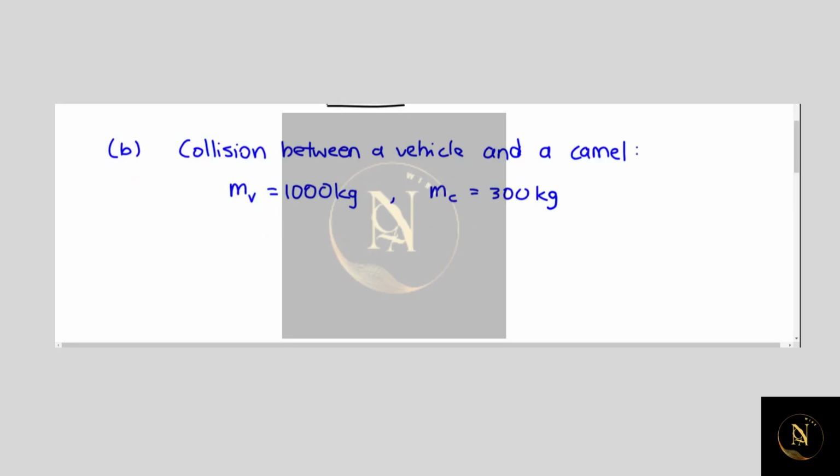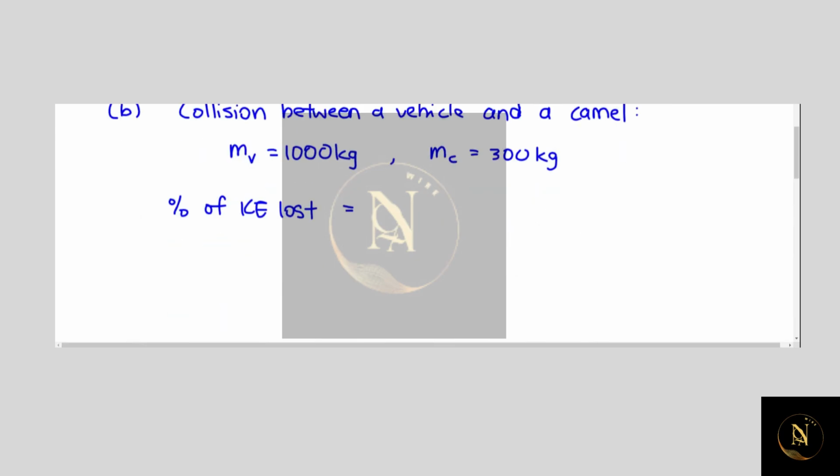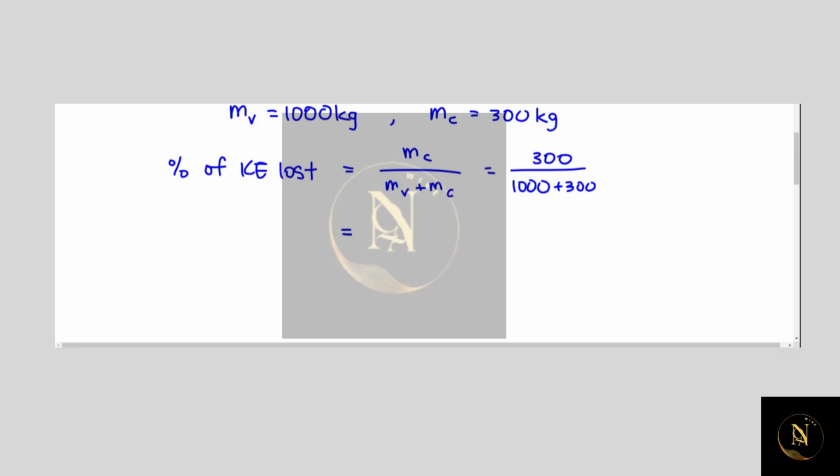The percentage of KE lost is similar to this formula, just that we need to change the mass of the moose to the mass of the camel. So we have m_c divided by m_v plus m_c, which is 300 divided by 1000 plus 300. You calculate this and get 3 over 13, which converted to a percentage is 23%. So this is the answer for part B.